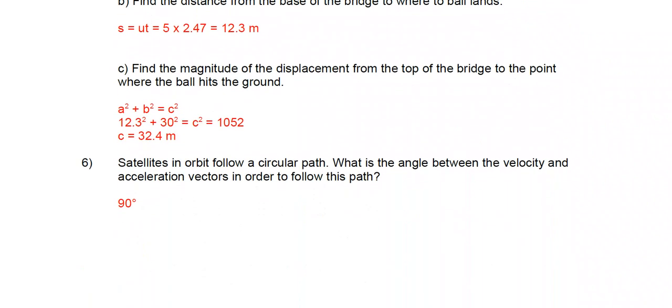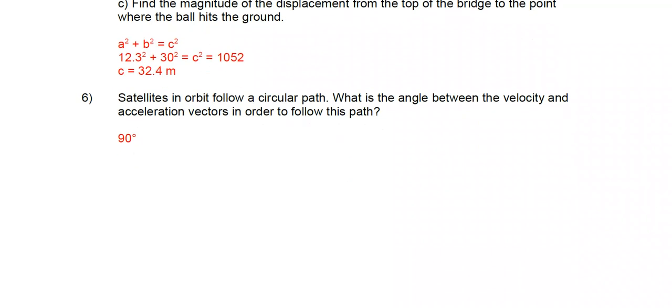C. Find the magnitude of the displacement from the top of the bridge to the point where the ball hits the ground. Well, as we only need to know the magnitude, we can use Pythagoras. So a² + b² = c². So 12.3 squared plus 30 squared is c squared, which is 1052. Rooting that, we get c is 32.4 meters.